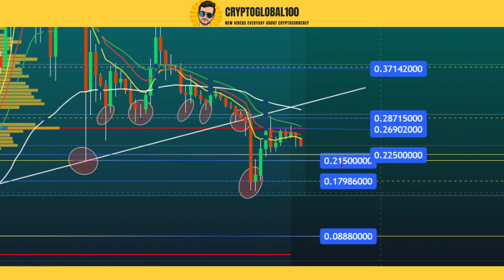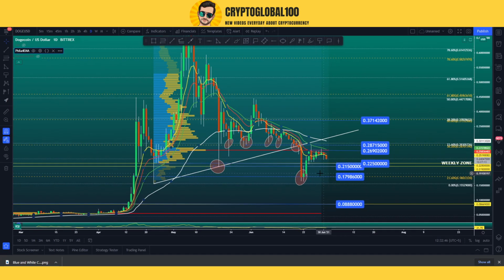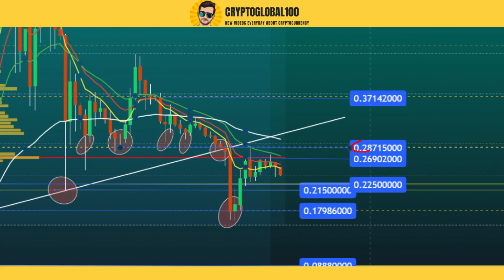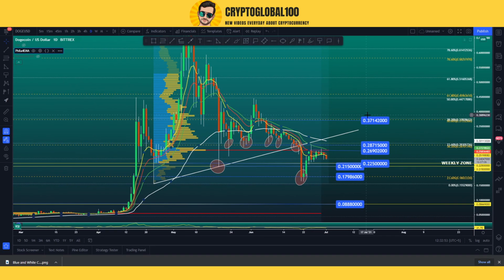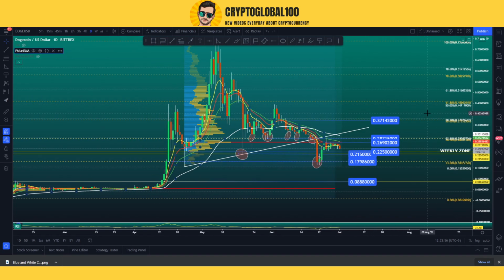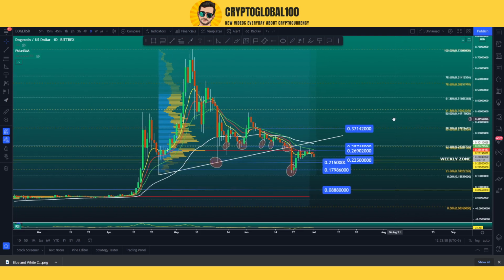Yes, you can accumulate around 0.215 to 0.225, and the second support would be around 0.17. So you can accumulate right now. And after we break above 0.28, we would be heading towards 0.37, and eventually, guys, it's going to increase because Doge has been in the spotlight for many months, due to Elon Musk and other major celebrities posting about Dogecoin and things like that.